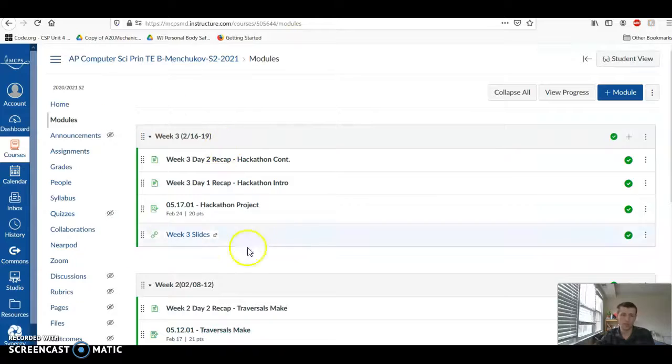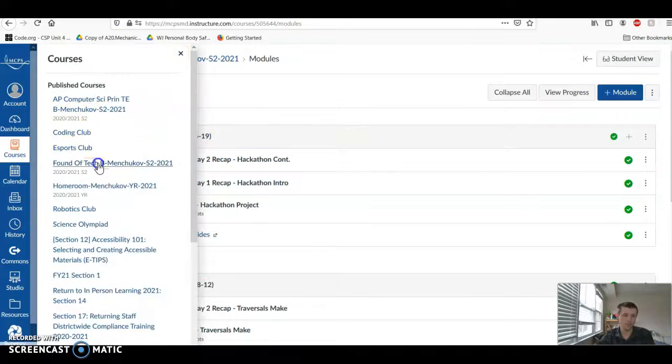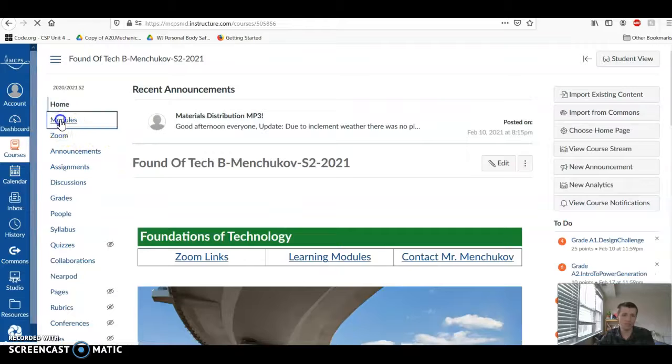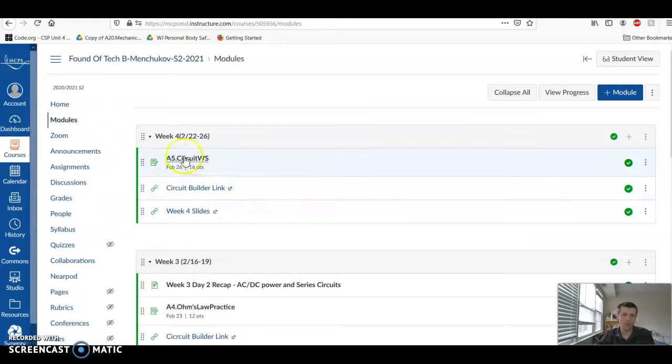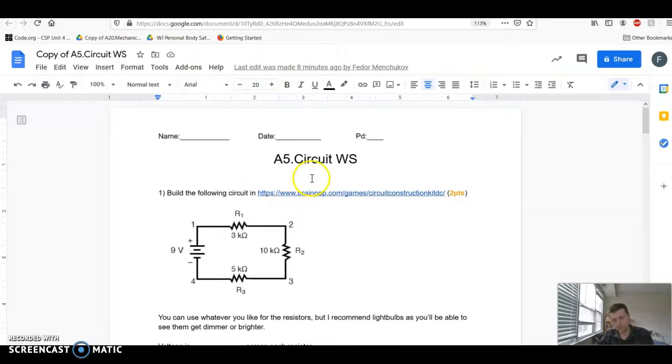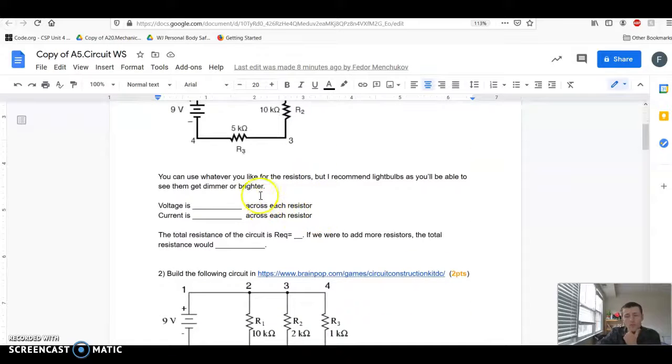The assignment is posted on my MCPS underneath modules. So let's navigate there together. Modules. Right here, assignment 5, circuit worksheet. If you open it up, it looks like this. The first thing at the top that I ask you to do is make this circuit, which we just did. And then I want you to figure out certain things about it in terms of voltage, current, and total resistance.